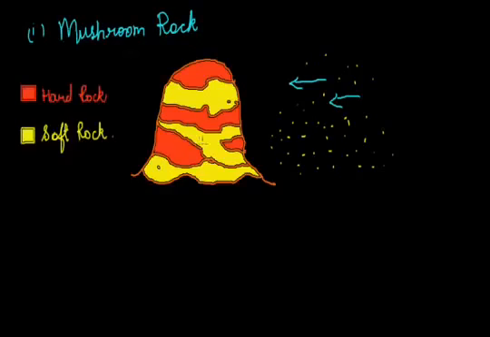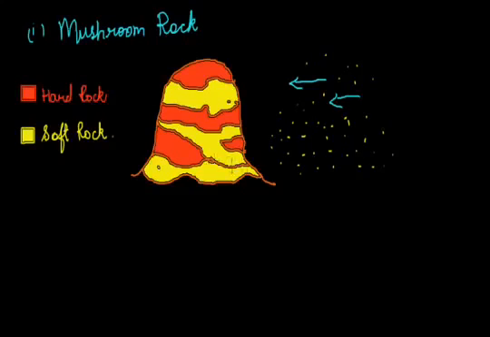So now you can see that there are layers of hard rock and soft rock in a single rock. It is not necessary that there will be layers. The whole stone could be of hard rock, the whole stone could be of soft rock. This is just a possibility that we are showing here.